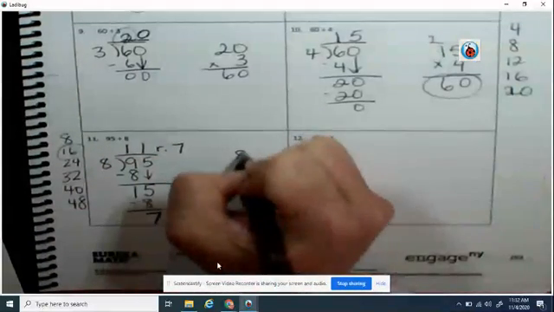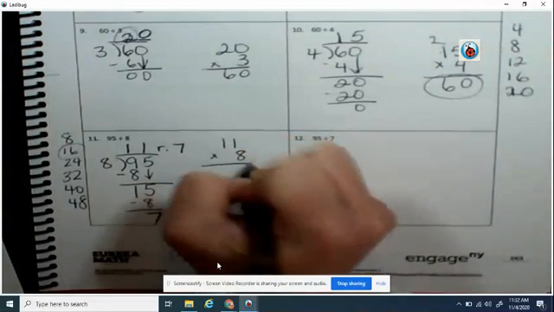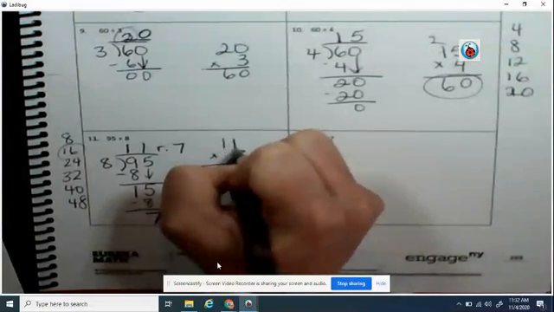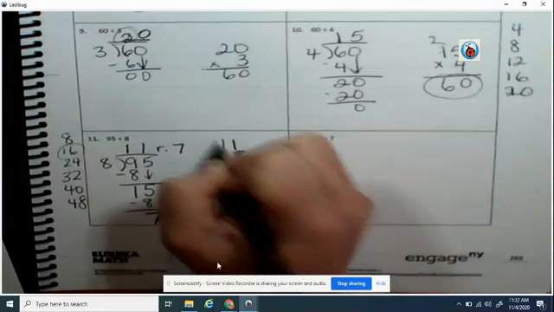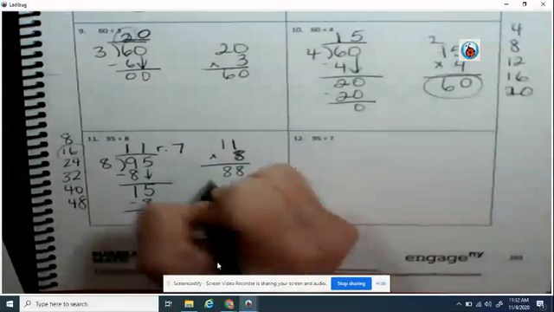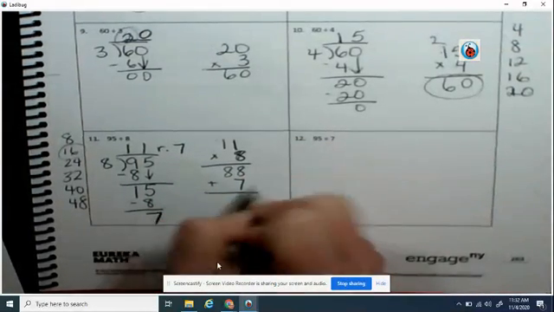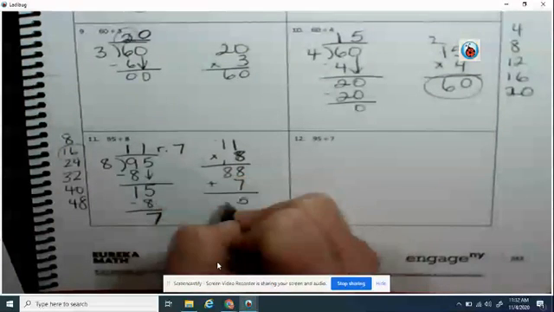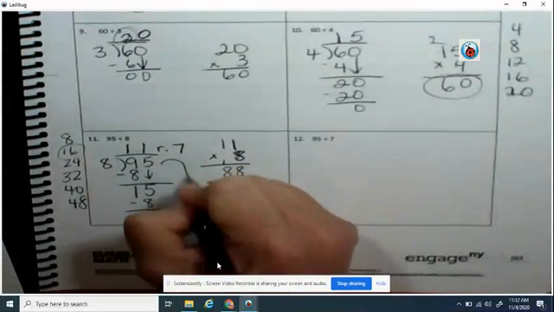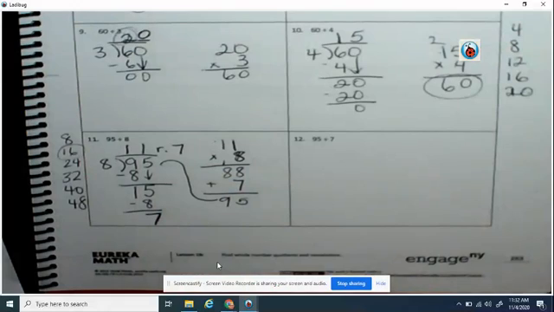So 11 times 8. Oh, that's messy. Sorry, y'all. Okay, 1 times 8 is 8. 8 times 1 is 8. That's 88 plus my 7 more is going to give me 95. So those answers match, so I know I did it correctly.